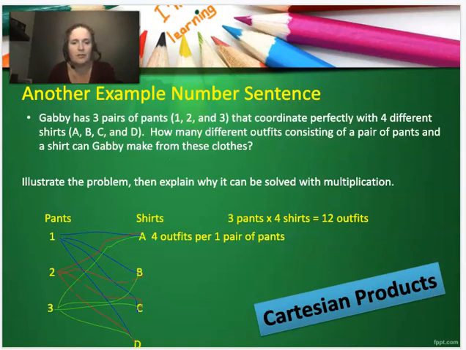Here's a drawing for you. So you can see that if you have 3 pants and you have 4 shirts, you get a total of 12 outfits, because you have 4 outfits per 1 pair of pants.